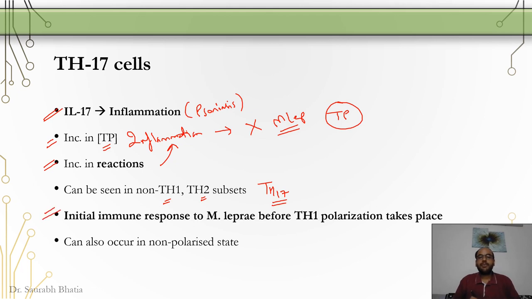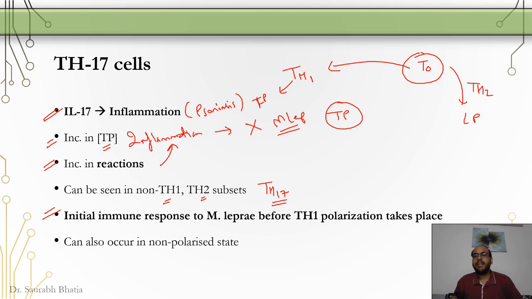It can also be the initial immune response. So instead of a naive T cell, let's label it as T0. Naive T cell under TH1 response will lead to tuberculoid pole. TH2 response will lead to lepromatous pole, but it can also have a TH17 response leading to reactions and tuberculoid pole. So you have a third arm which has also been described as a unique subset, a non-TH1, TH2 subset. Okay, before TH1 polarization takes place, that means before it gets divided into TH1 and TH2, it can start before that of TH1 and can also occur individually, separately from TH1 and TH2.